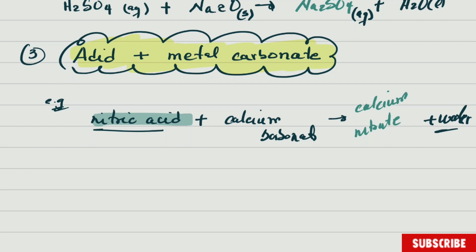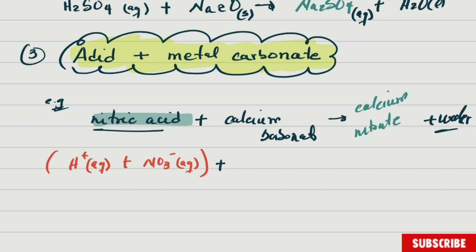If we do this one, remember the nitric acid, guys, is a combination of H plus, which is going to be aqueous, plus the NO3 minus, also aqueous. This one is the nitric acid ions, and this one is going to react with the calcium carbonate.